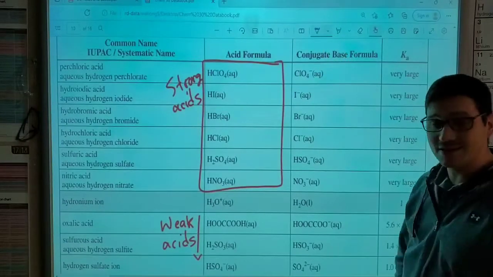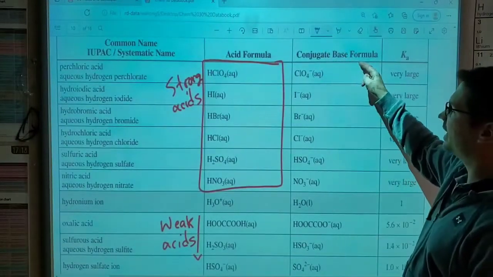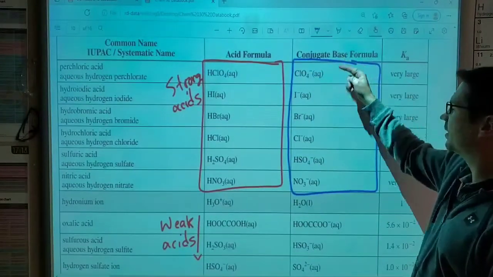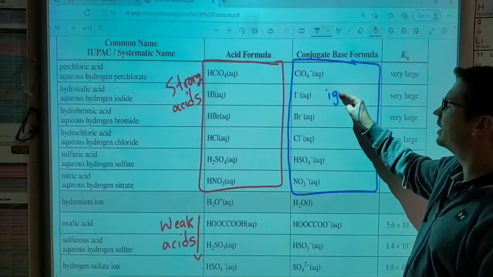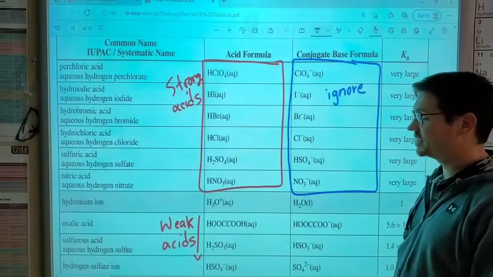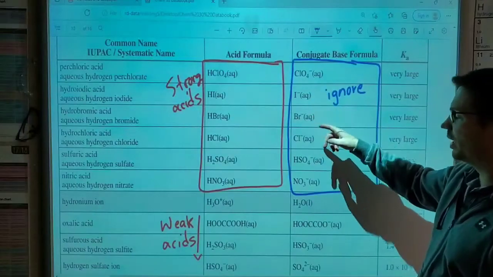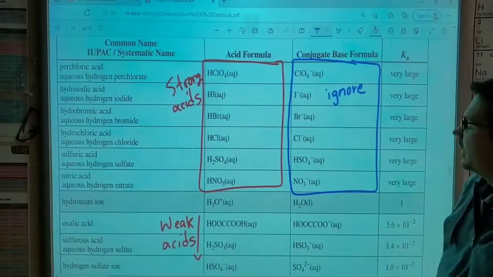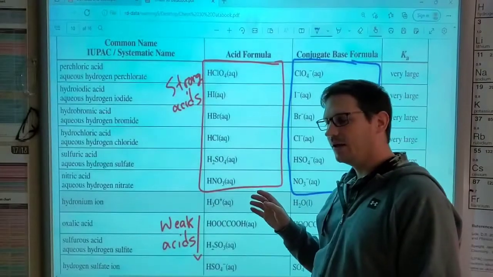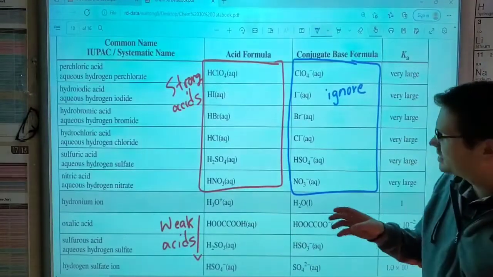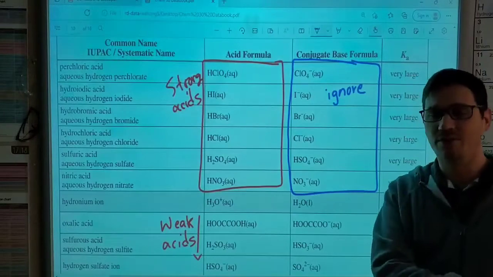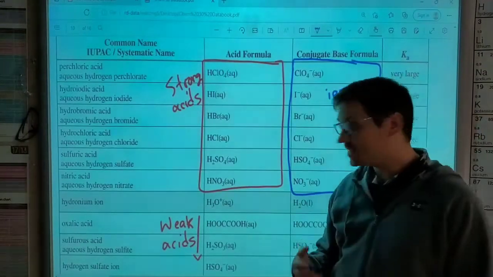Now, I will say this: anything in the base column that's way up here, you should completely ignore. A lot of these are our group 17 ions, iodine, bromine, chlorine, and nitrate in particular. Those are ions that will never really act as a base. They are given in the data booklet, but you'll talk about that in Chem 30. Okay, so what does this mean?